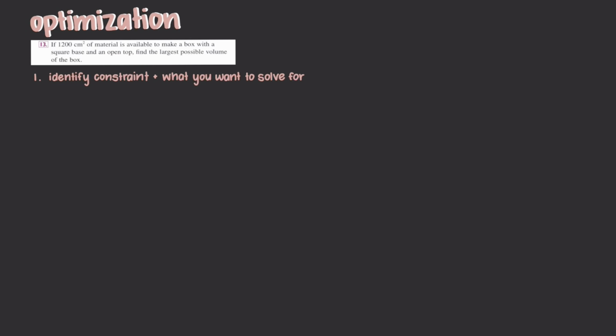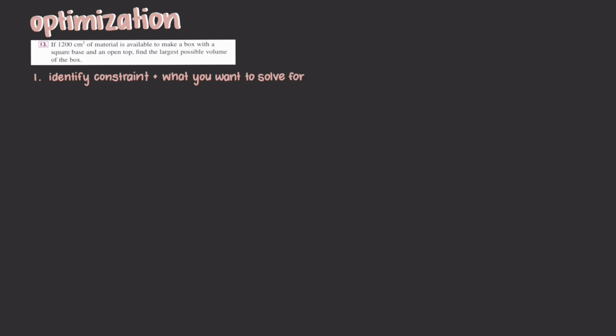Why does it have to be so complicated? That's your constraint. So the first step is to identify the constraint and what you want to solve for. Then it says find the largest possible volume of the box. So we know it's going to be optimization because it's the largest possible volume.